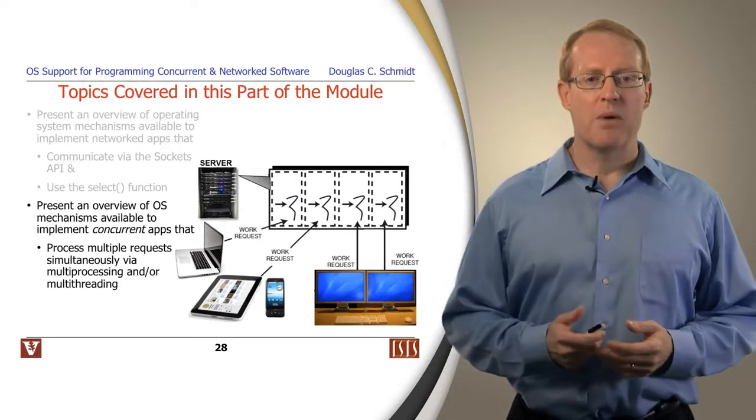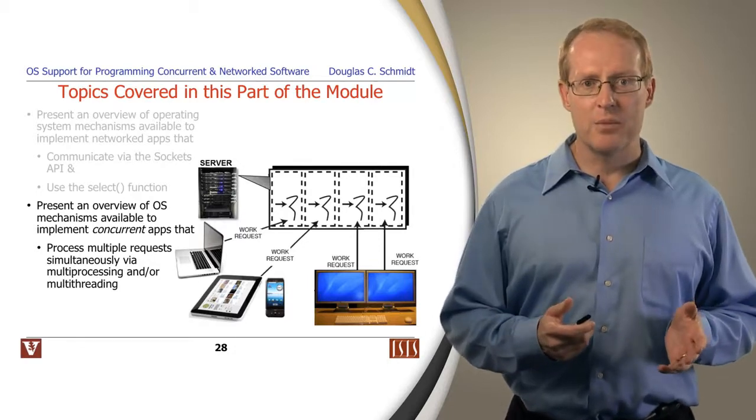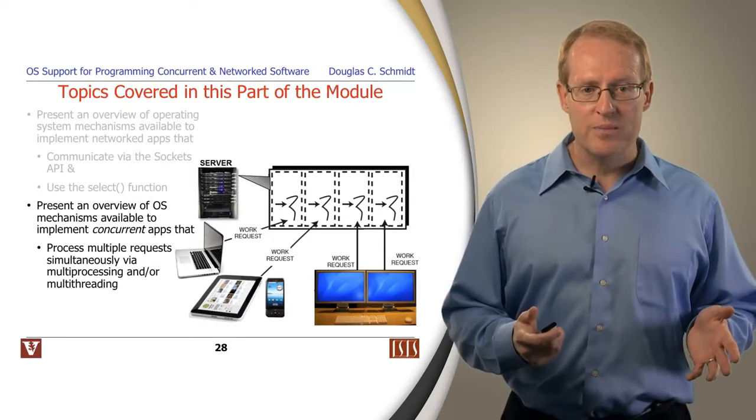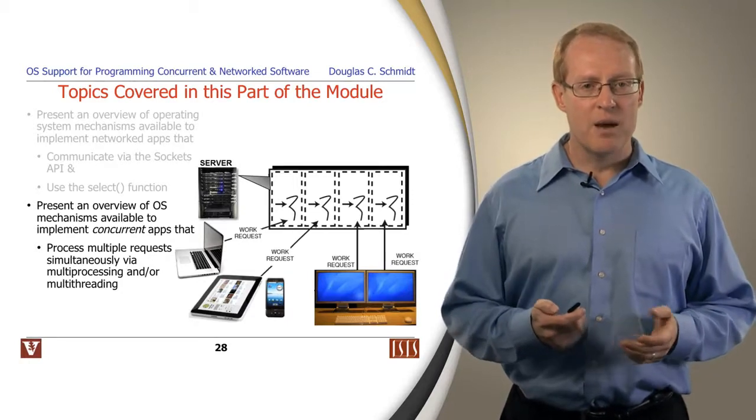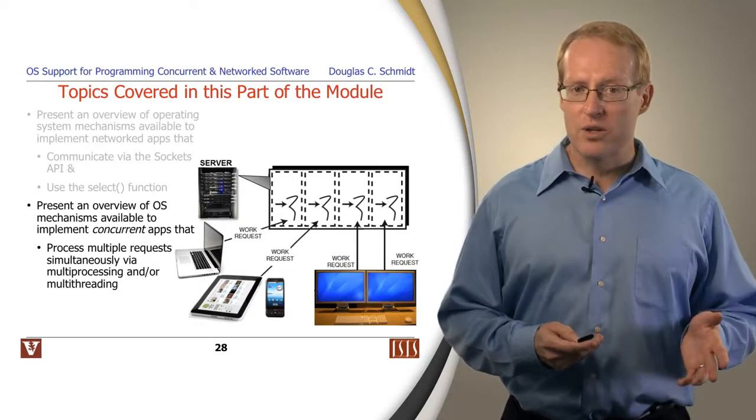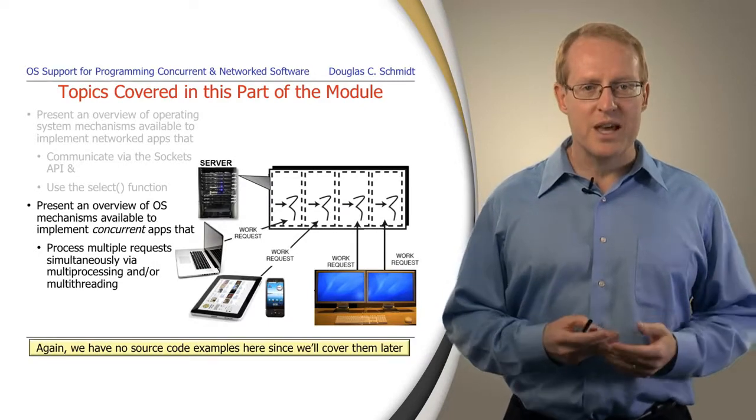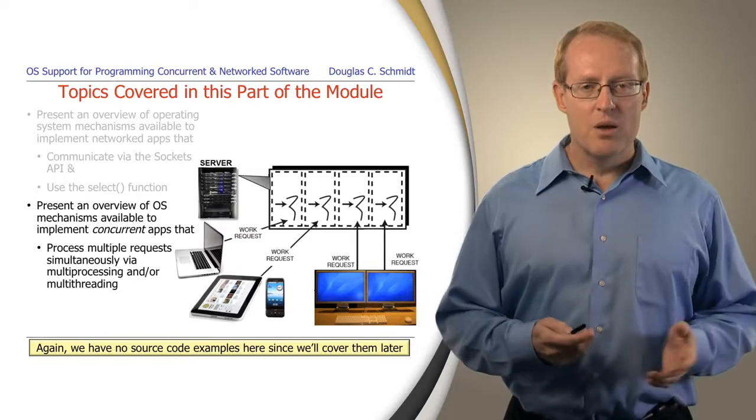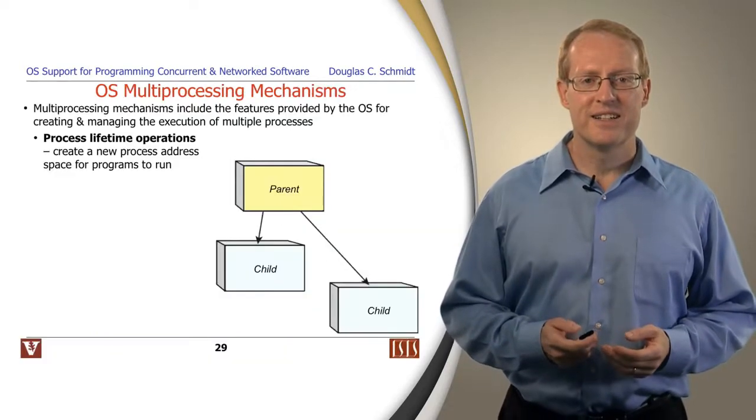In this part of the module, we're going to present an overview of the operating system mechanisms available to implement concurrent applications that can process multiple requests simultaneously via multiprocessing and/or multi-threading. As before, there won't be any source code examples in this part of the module. We'll cover many programming examples later on.